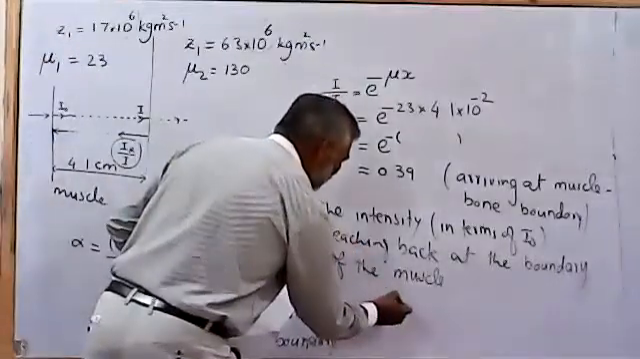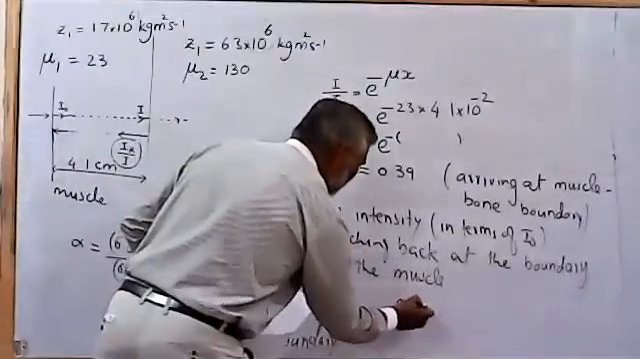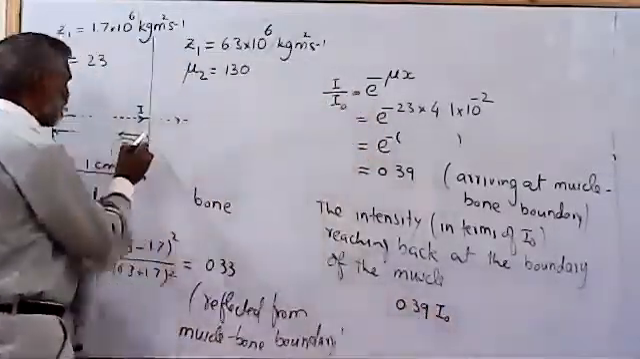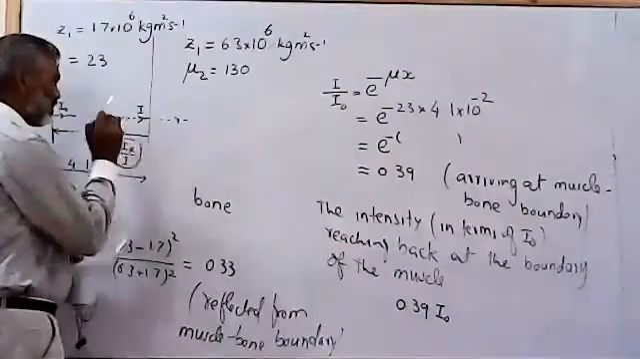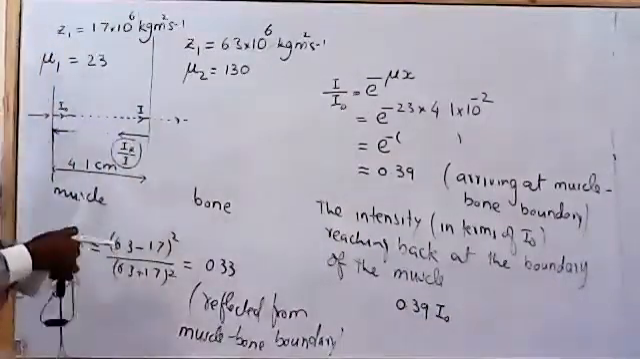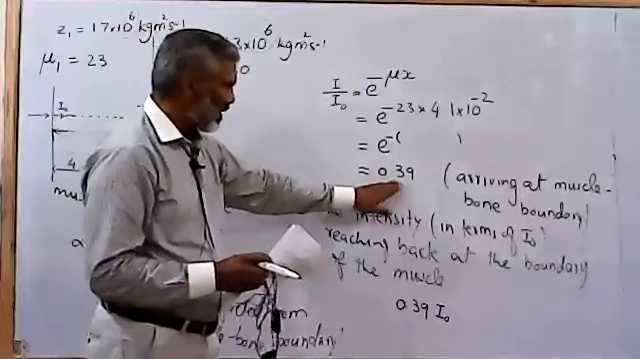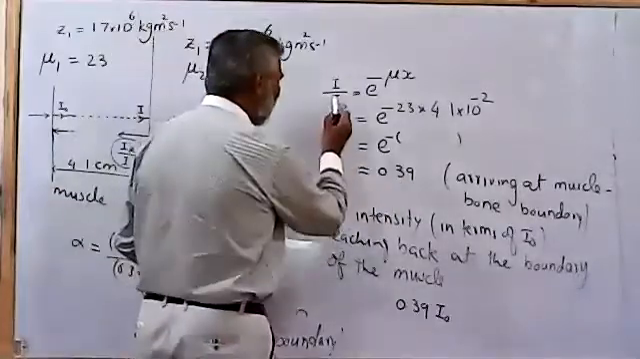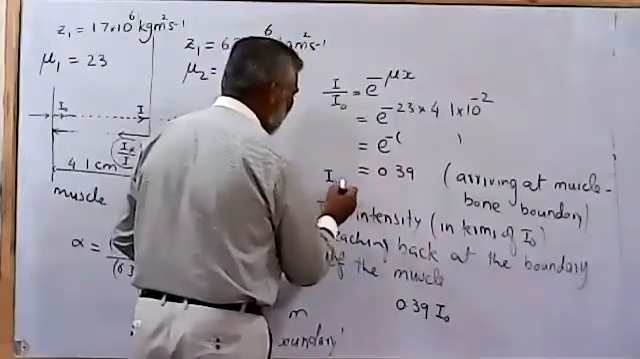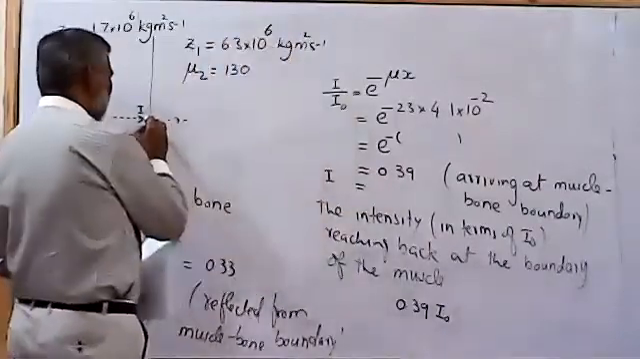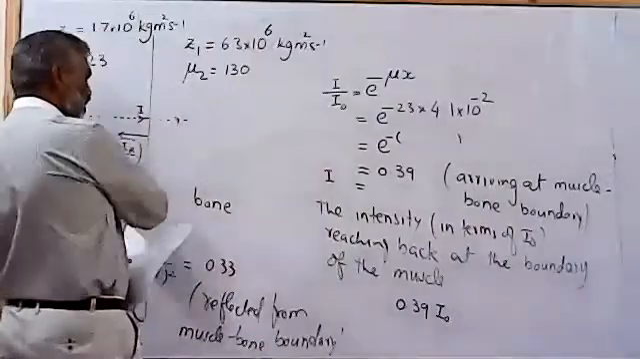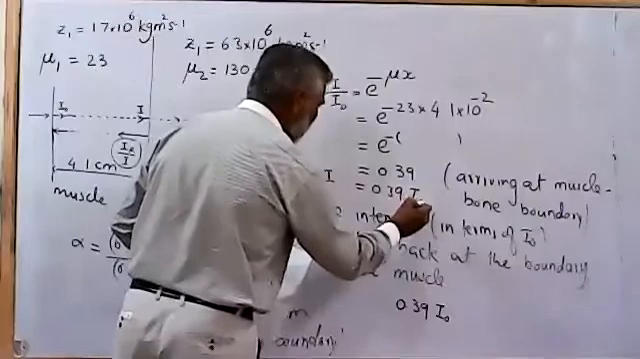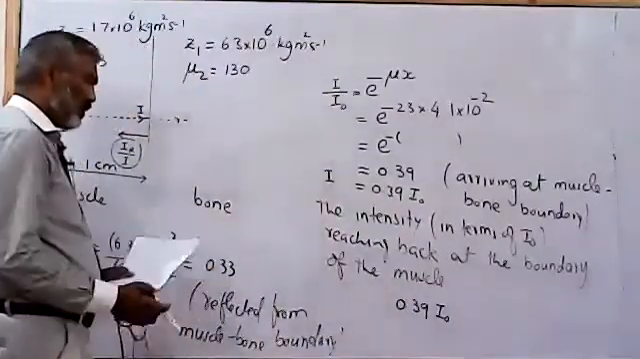We know that 0.39 I naught is the intensity which is arriving here. 0.39 is the number I have already calculated. So this was I over I naught. That means the intensity that I have here, which is reaching through this, is 0.39 times the original intensity. So this number I know.